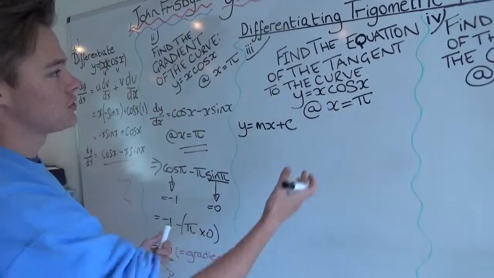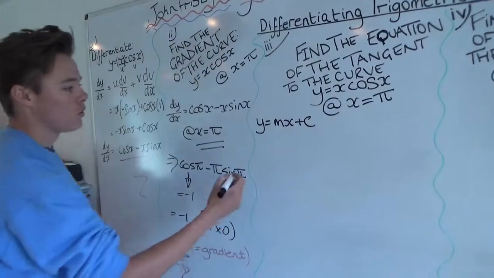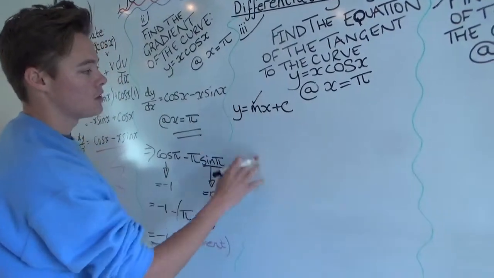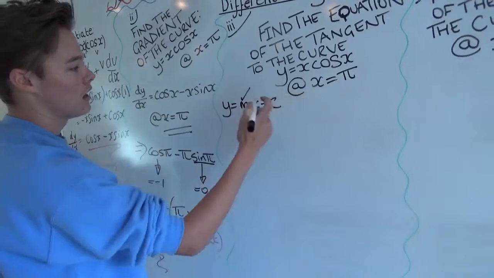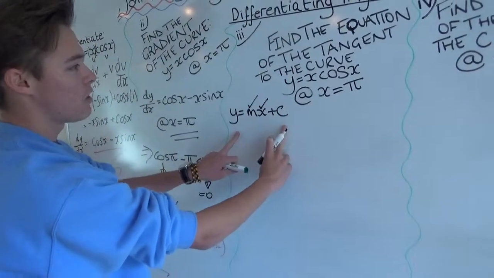And we know m, don't we? Yeah, so we've obviously just worked out m down here, so that's equal to -1. So I'll put a little tick above that because we know that. x we also do know is equal to pi. But the other things we don't know are y and c.